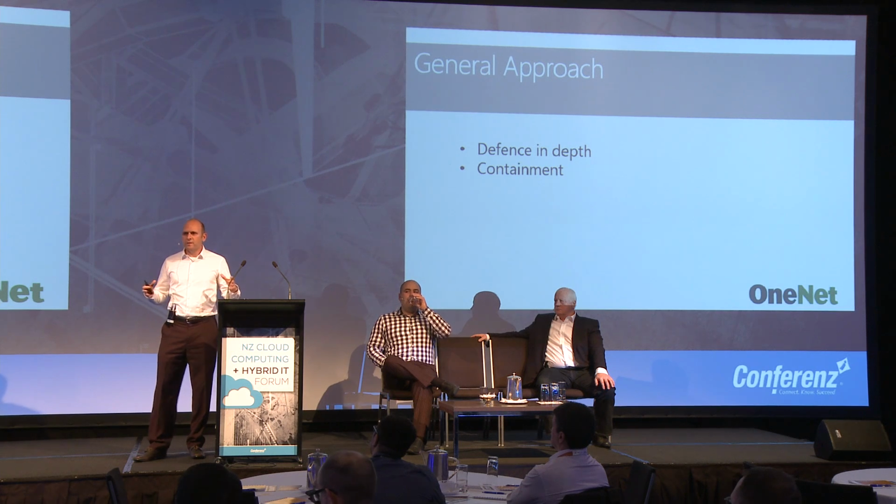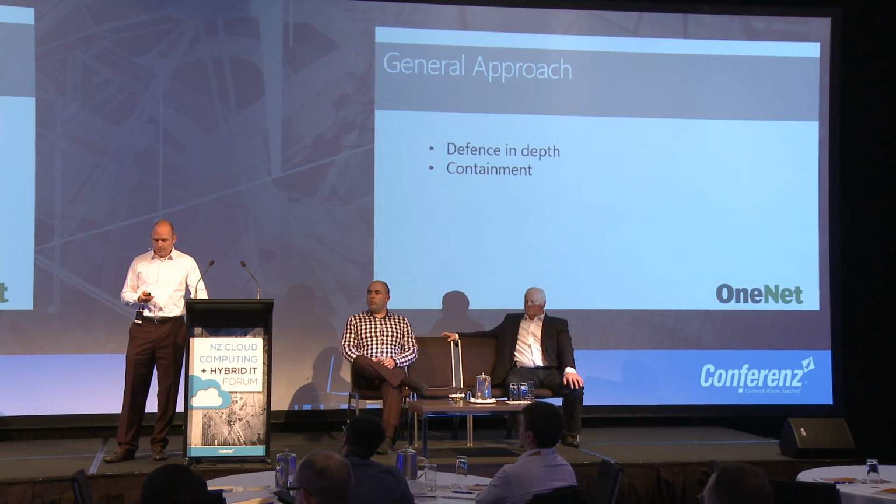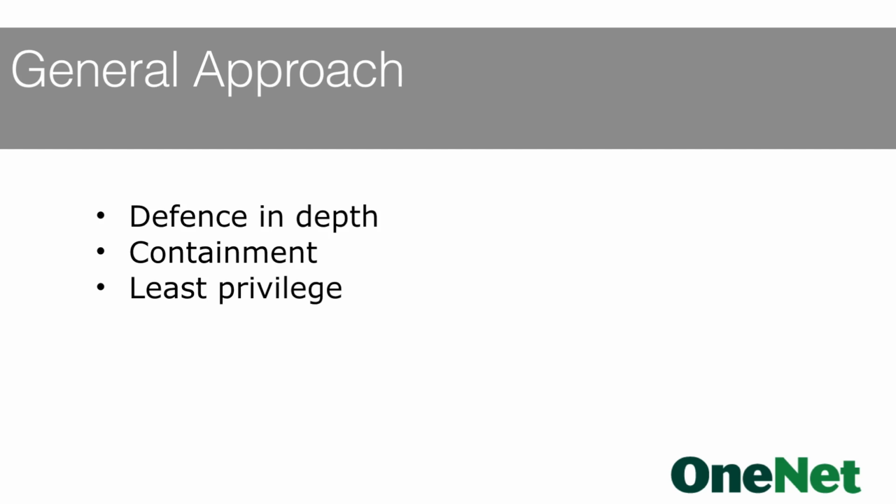The second one is containment. So the idea is we're isolating our systems. So if we do have a breach in a particular system or component, that breach doesn't necessarily spread to the rest of our environment. It's quite similar when you think about having a fire break to stop the spread of forest fires. Same sort of thing. And finally, we're talking about providing only the access that is required for someone to complete the role and no more. And that's the idea of least privilege.